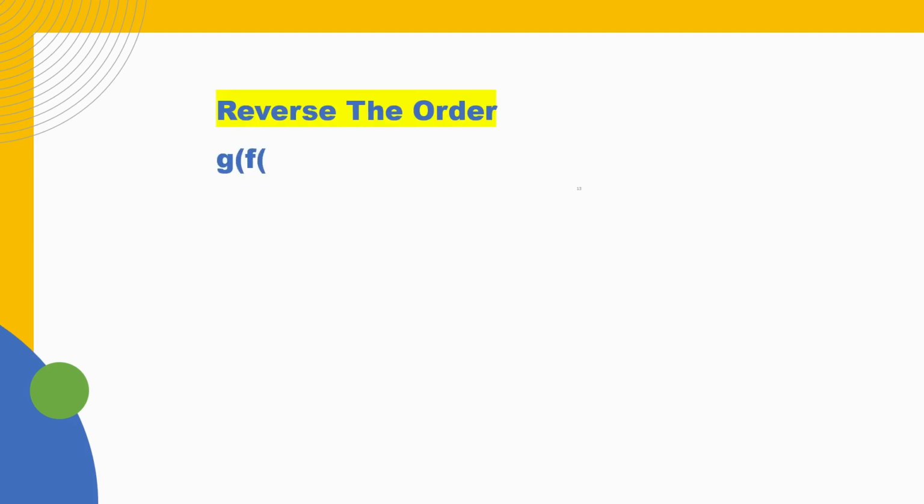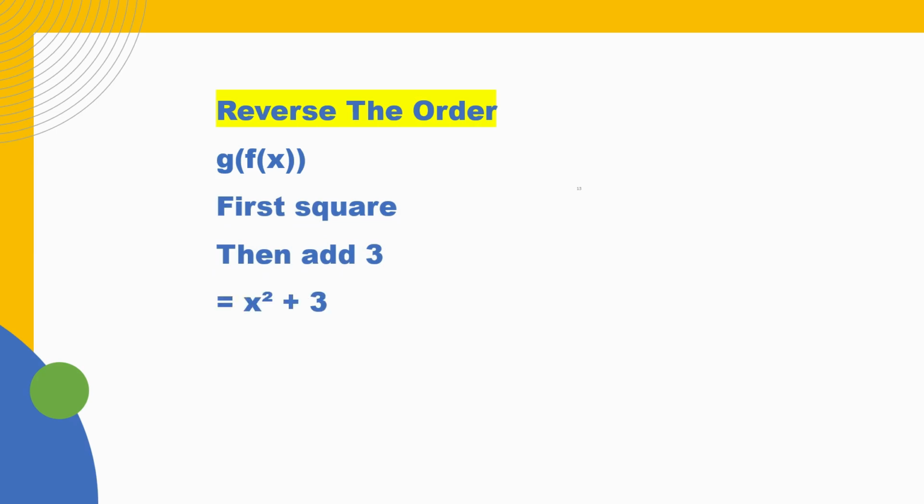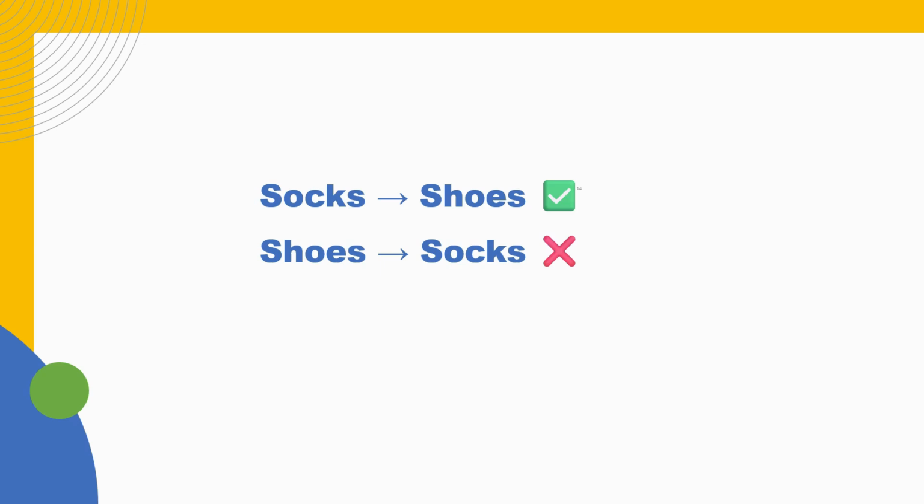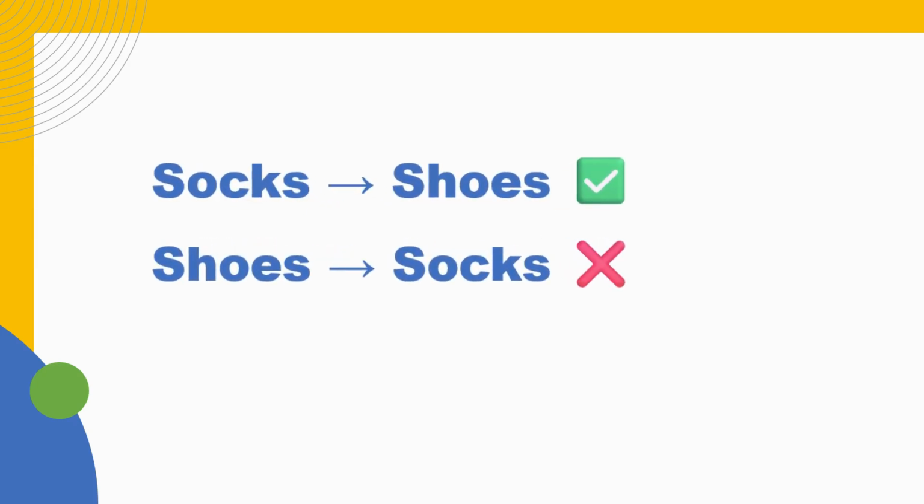Now reverse the order. First x gets squared, then 3 is added. Completely different result. Composite functions are just like wearing socks and shoes. The order matters. Same objects, but wrong sequence gives nonsense.